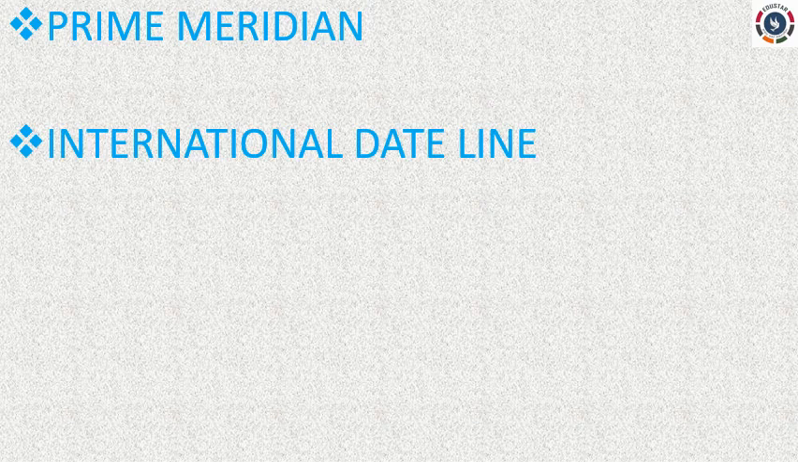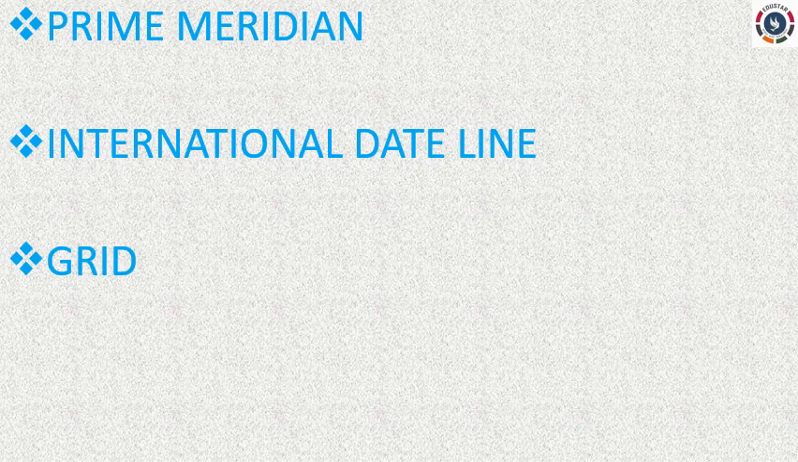Next, international date line. Another important meridian is the international date line at 180° longitude. The international date line marks the difference of date between the eastern and the western hemisphere.